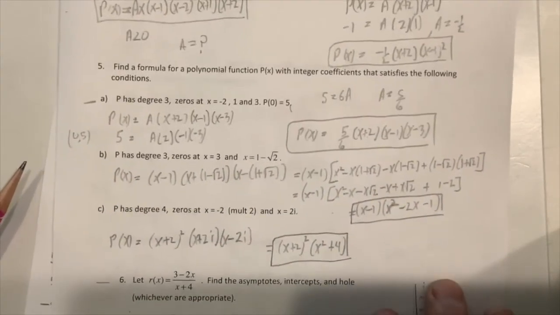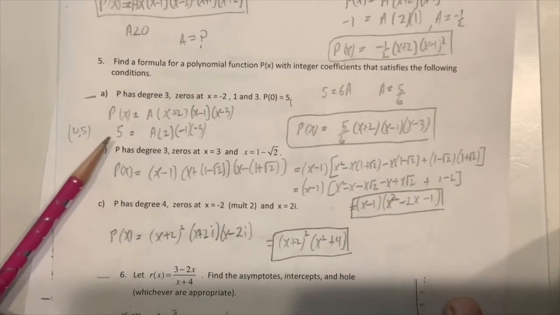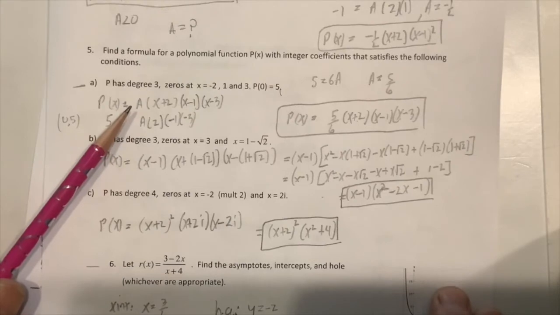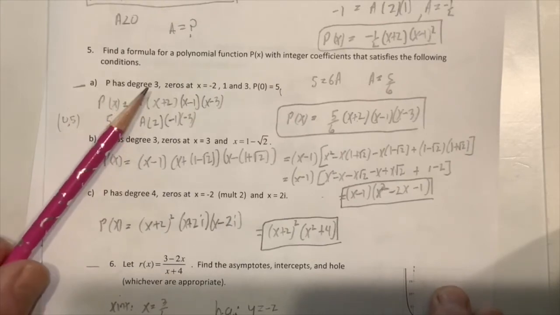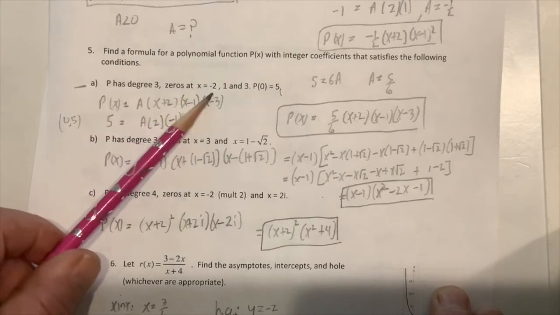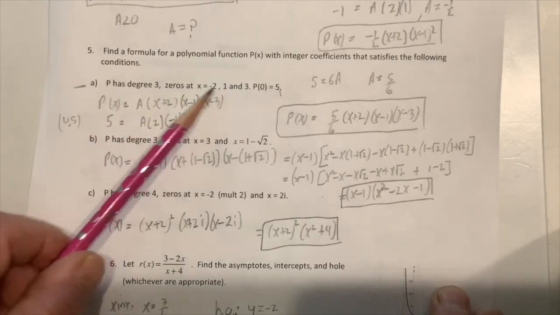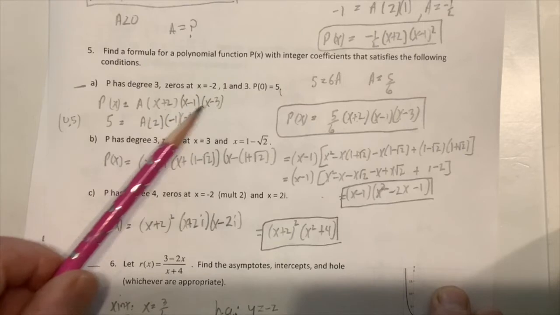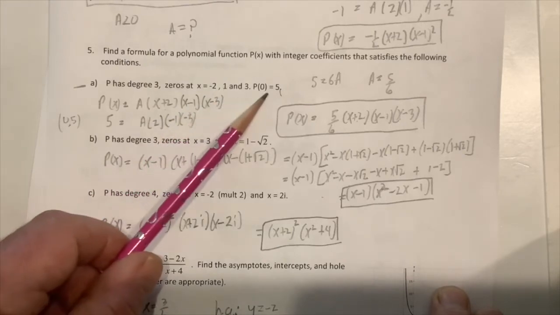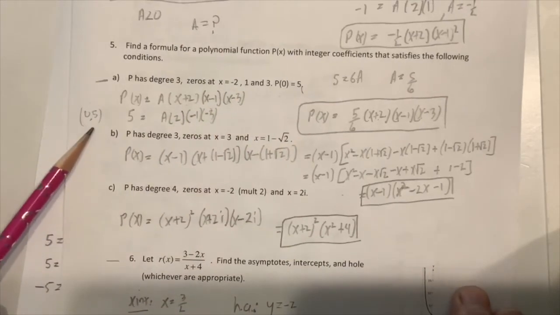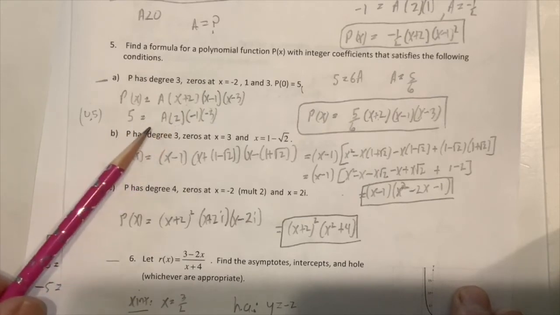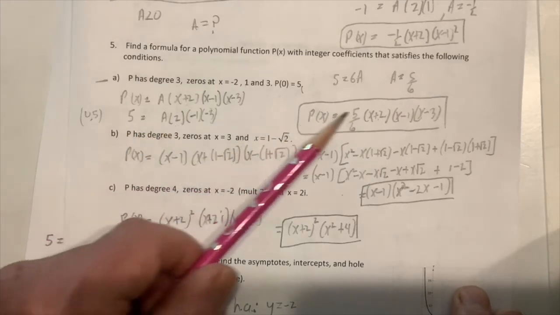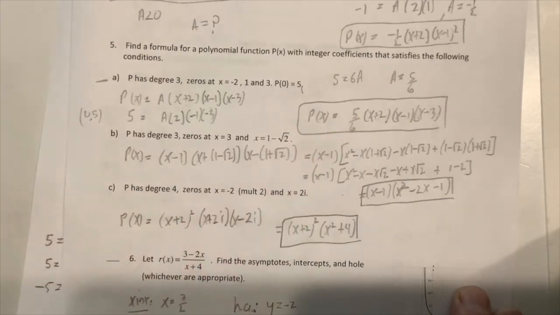Okay, let's keep going. Another thing you could be asked to do is I would give you information about the polynomial function, and you have to come up with the equation. That's kind of fun. It has degree 3, zero at -2, so x plus 2 is a factor. 1, so x minus 1 is a factor, and 3, so x minus 3 is a factor. P of 0 is 5, so you can plug in the point 0, 5, and I get that a is 5/6. You can check me on that.